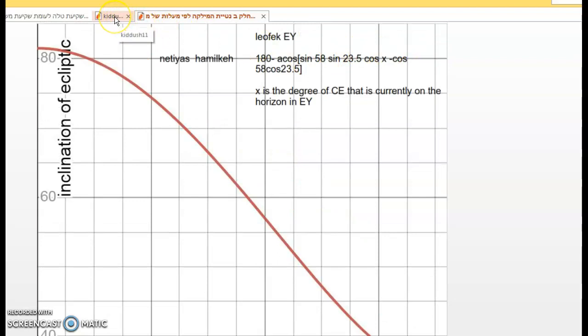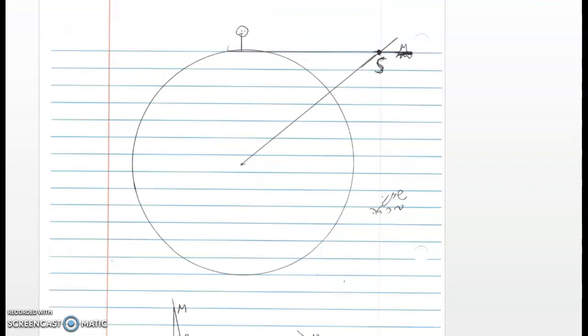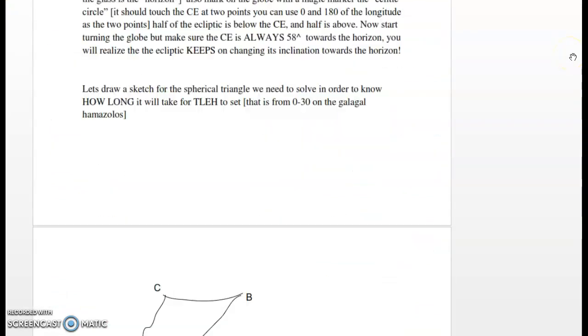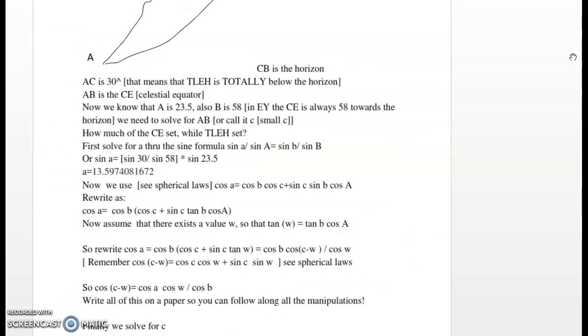Let me just see if I want to show one more thing. On the next tape, we'll explain why it's important for the next piece of Rambam, for Hey, Vav, Zayin, to know the inclination of the ecliptic. Okay, this we'll explain later. So I want to go away from this. This is what we showed already many times.